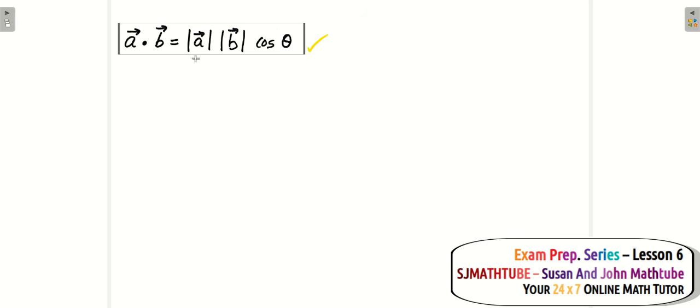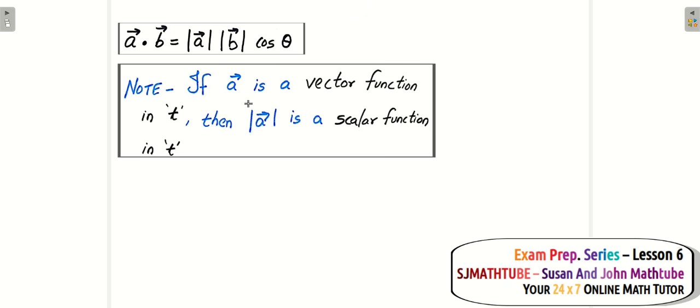The second thing we need is the formula for A dot B, and I'm sure you know it. And one more very important thing: if A is a vector function, I'm not talking about constant vectors, and the function is written in terms of t, then the modulus of A will be a scalar function. This is very important.